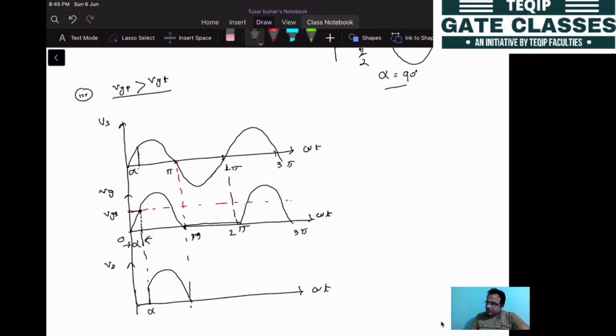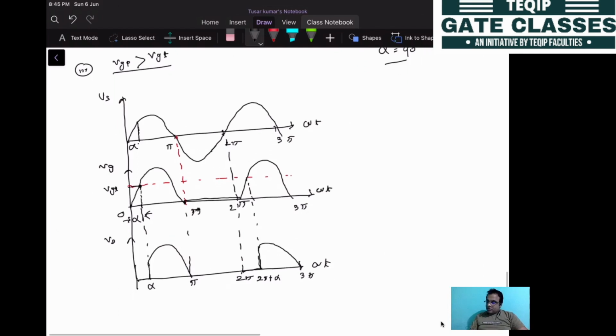So this is alpha, this is pi. Then this is 2 pi. Again 2 pi plus alpha, this instant it will be on. So up to that period it will be 0, then it will be increasing, then it will be falling like this. So this is 2 pi. This instant will be 2 pi plus alpha, then this will be 3 pi. Clear? Now if you take this, this will be the V0, then what will be the I0?